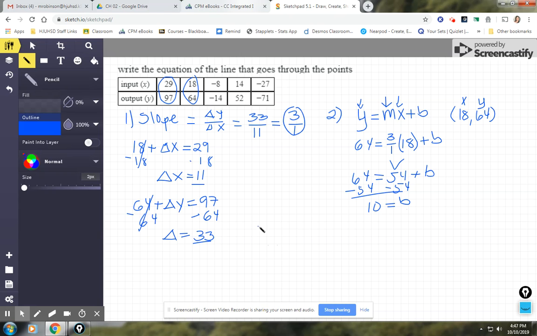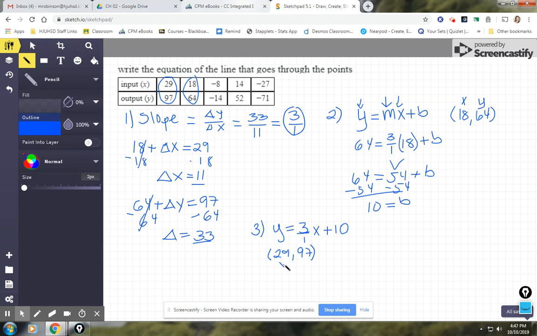So the last step is to put it together and check it. Okay, so we're going to put y equals our slope, which is 3 or 3 over 1, x plus 10. So I'm going to check this using another point. Let's use the other point that we used before. So we're going to use 29. And again, you can use any point on the table that you want to. They all should make this thing true.